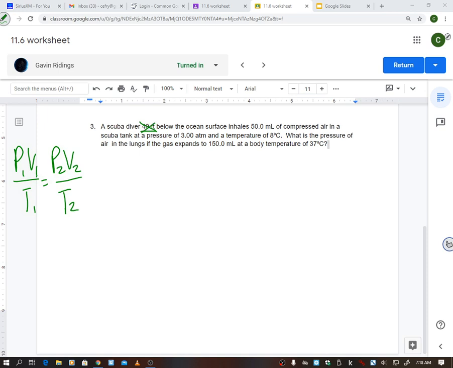I don't need it. So he inhales 50 milliliters, so that is my initial volume, what he's got, of compressed air in a scuba tank at a pressure. So here is my P1. And the temperature of 8 degrees, there's my T1. But remember, I'm going to add 273 to that, so that ends up giving me 281 Kelvin. So I'm going to go ahead and plug this in. P1 is 3. My V1 is 50 divided by my temperature. My initial temperature is 281.